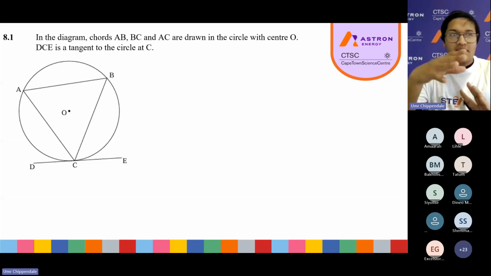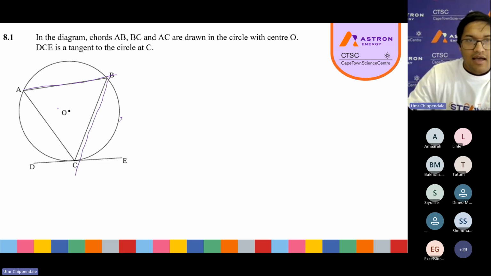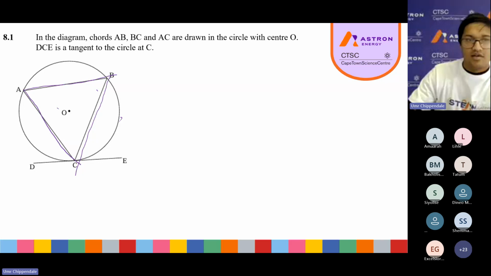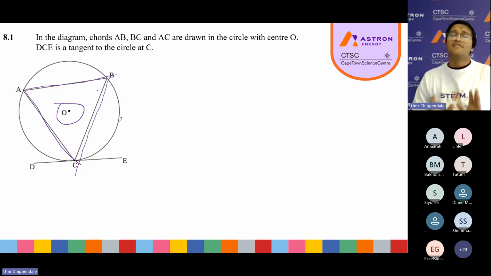8.1 states, in the diagram, chords AB, which is this part over here, BC, which goes all there, and AC, which goes from here to there, are drawn in the circle with center O, which is this over here. It's good they told us what is the center of the circle. Sometimes they do not tell you. If they do not tell you, please never assume that a certain point is the center of the circle.